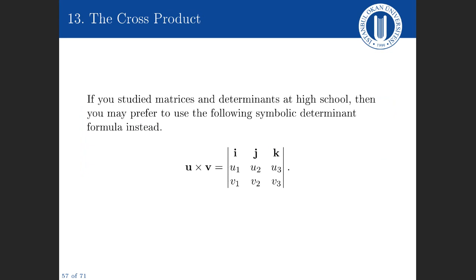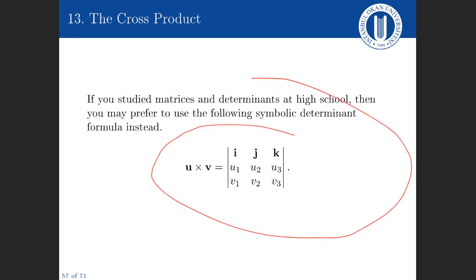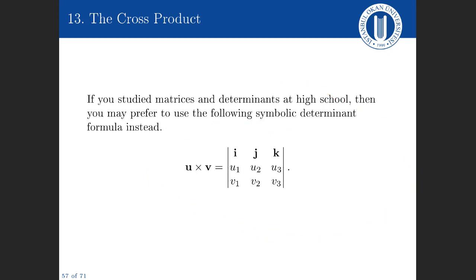Some of you may have studied matrices and determinants in high school. If this is true, then there's another formula for U cross V, which you can use if you want to. U cross V is given by this pseudo-determinant, or determinant of this pseudo-matrix: i, j, k; U1, U2, U3; V1, V2, V3. If you didn't study matrices at high school, then just ignore this formula. You don't need this. You can use the formula that I gave on the previous page.